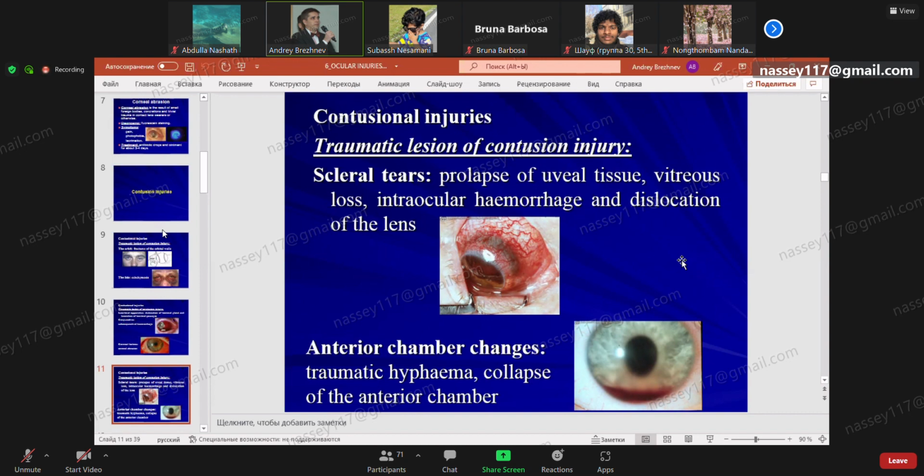But if we can see that blood fills all the anterior chamber, it's sometimes necessary to wash the anterior chamber through the so-called paracentesis. These are small incisions, less than 1 millimeter. In this case, it will be very good to wash the anterior chamber to prepare the eye for better recovery.